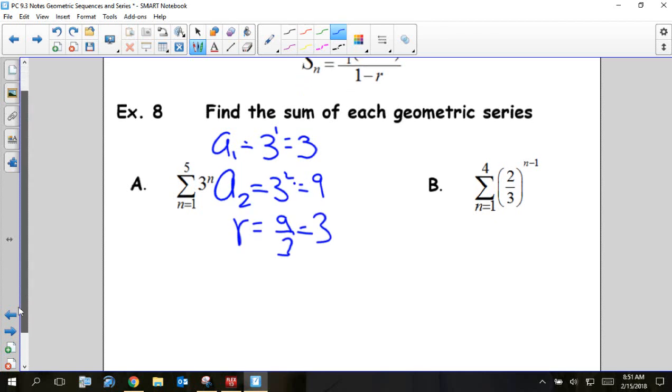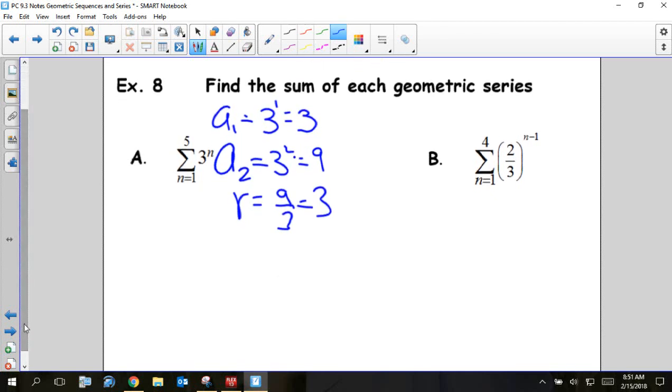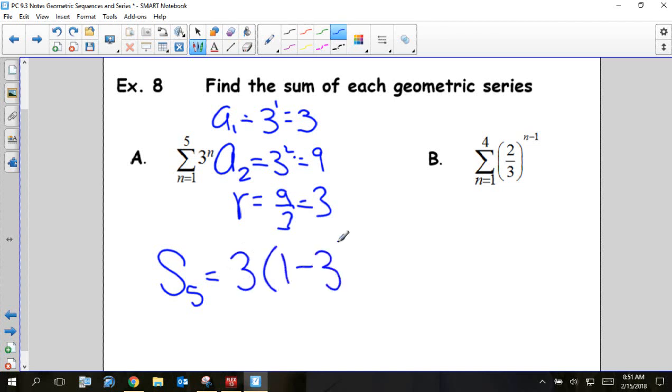Now we're going to use our sum formula. When you do your homework, I want to see this formula written down, and then you can use your calculator to calculate it. We do first term, multiply by 1 minus the rate to the number of terms, divided by 1 minus the rate.